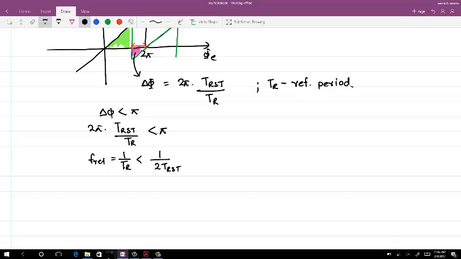This is the problem with this PFD implementation, and this is also the reason why, let me just write it, it limits the operating frequency of the PFD. And this is also the reason why you do not want to have a larger T reset time. So you want to have as small a T reset time as possible. Okay, any questions?